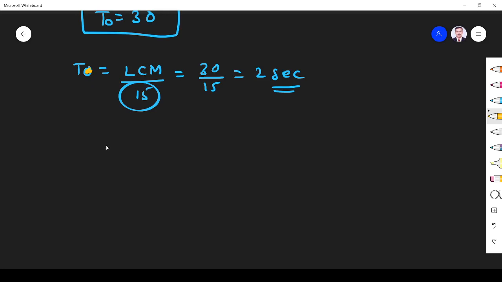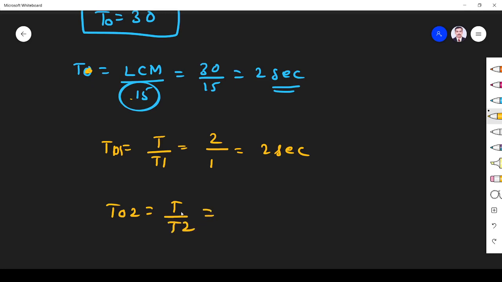Now we find the fundamental period of signal 1. That is given by T by T1. T is 2 seconds, T1 is 1 second, so it is 2 seconds. Similarly, the fundamental period of signal 2 is given by T by T2, using the general formula. T is 2 seconds, T2 is 2 by 3, so the 2 cancels and it is 3 seconds.